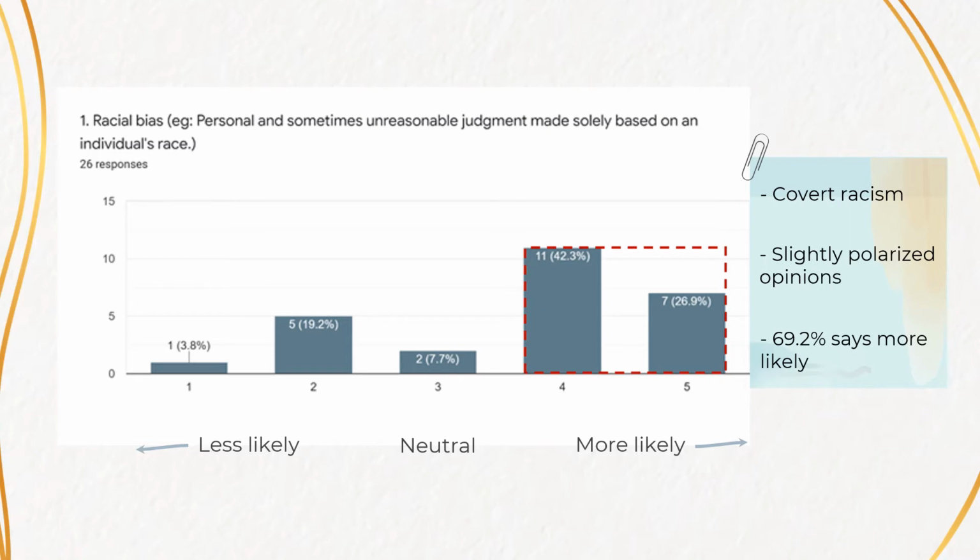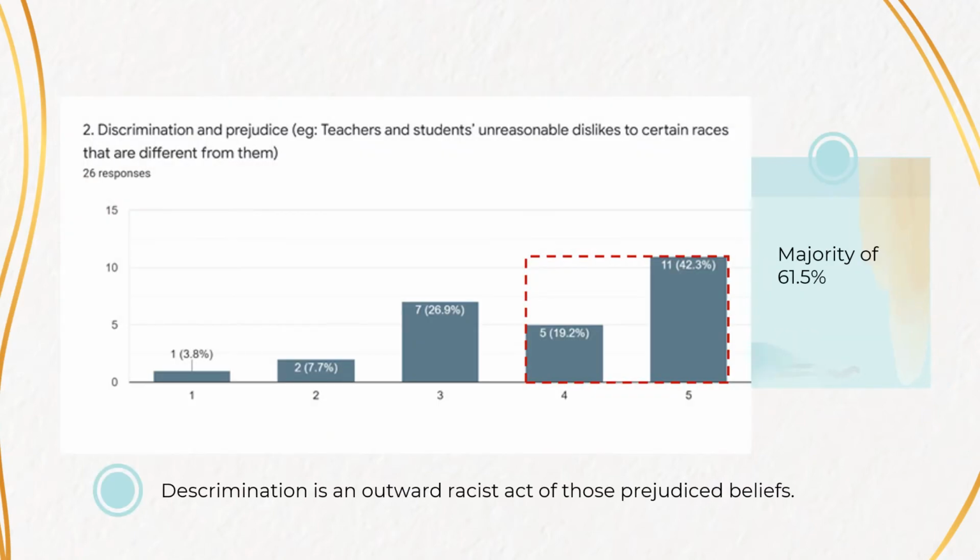69.2% think otherwise. Next is discrimination and prejudice. Research has explained that some of the most damaging forms of discrimination are linked with deep-seated ethnocentric behavior, where they undervalue other races that are different from them. Although quite a number of opinions decided to settle on neutral, 61.5% think that discrimination and prejudice is likely the reason for racism.